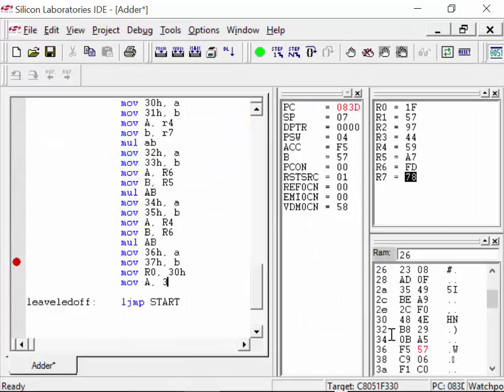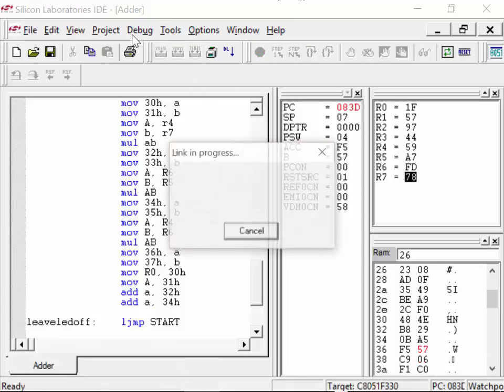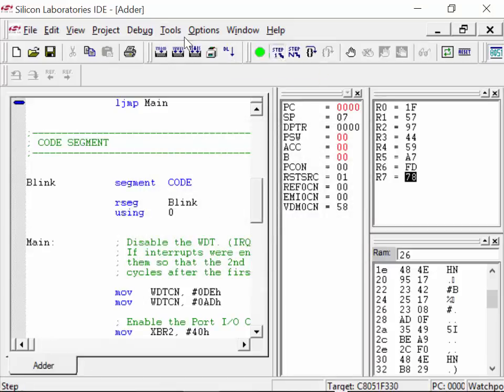Let's move 31 hex. Let's add a 32 hex. Add a 34 hex. Let's see if that works. Right there.